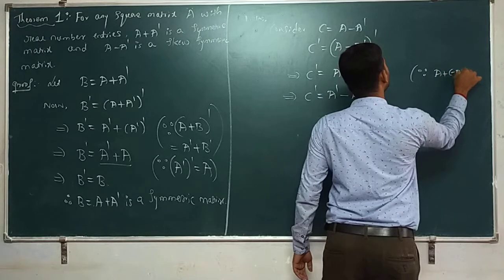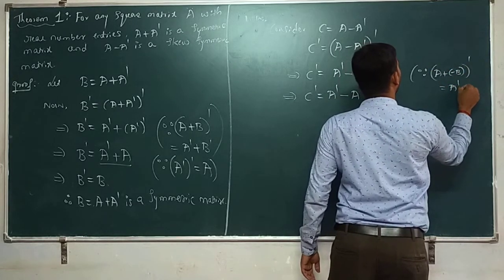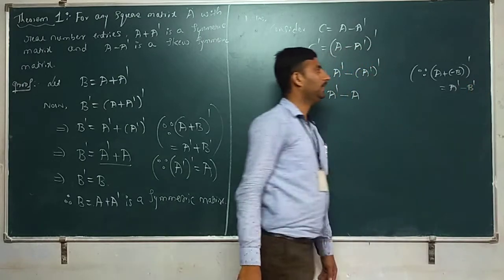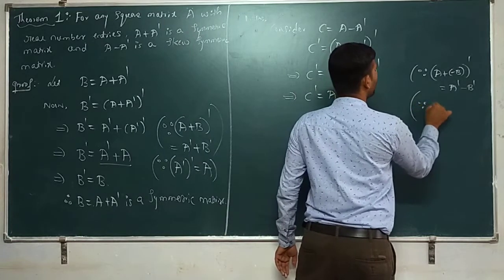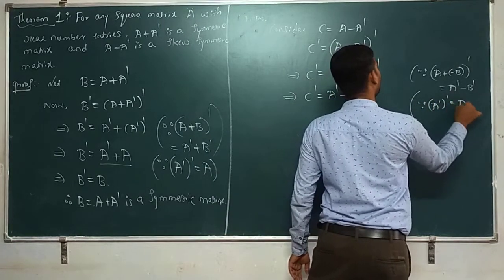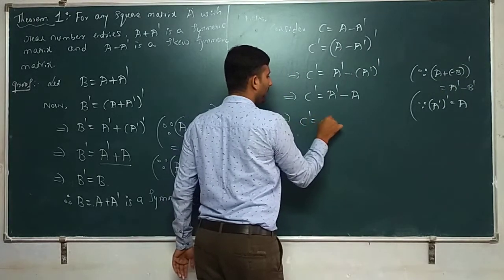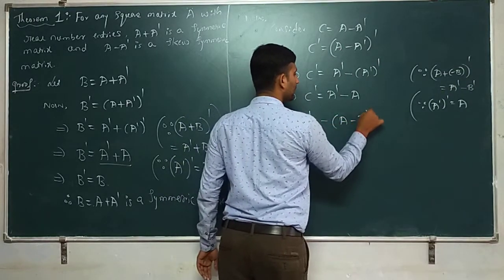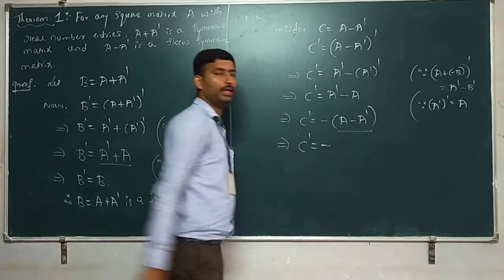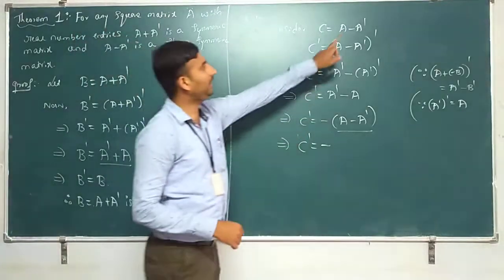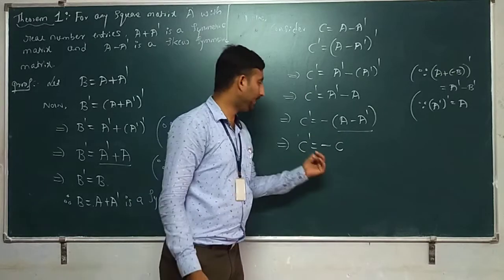(A plus or minus B) whole dash is nothing but A dash plus or minus B dash. Correct? After that, (A dash) whole dash is nothing but A, which implies C dash is equal to minus, we take this common, (A minus A dash). What is this value? A minus A dash is nothing but C. So C dash is equal to minus C.